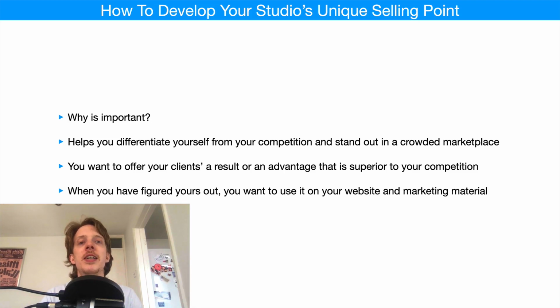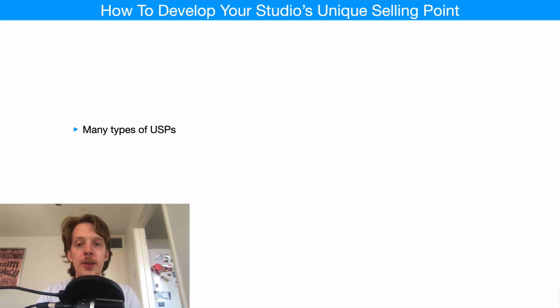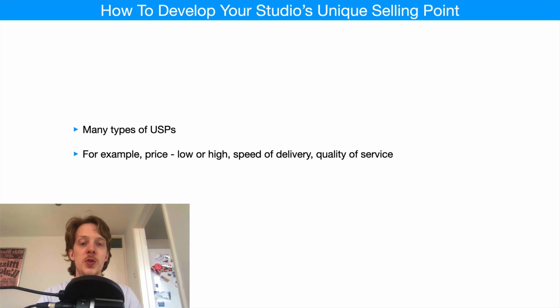And when you have figured out your USP, you want to use it on your website and in your marketing material. There are many types of USPs you can use. For example, you can use price from low to high. You can have a speed of delivery. You can have a quality of service that is outstanding, for example.